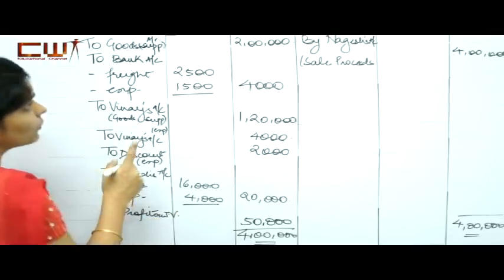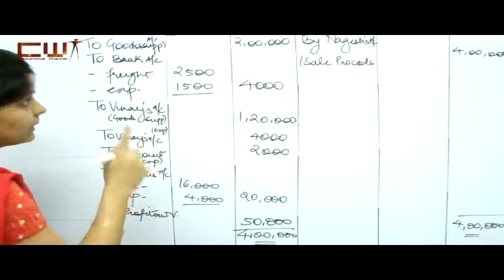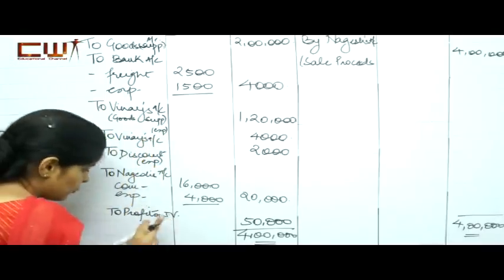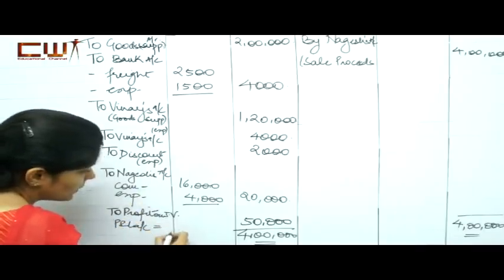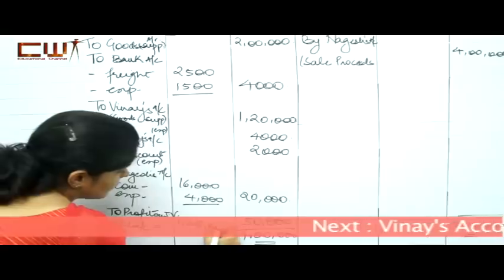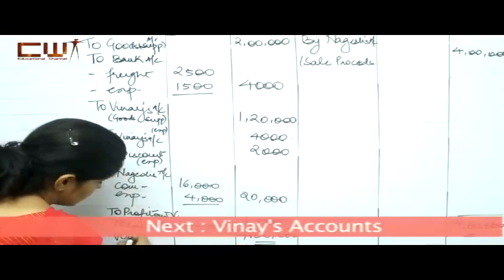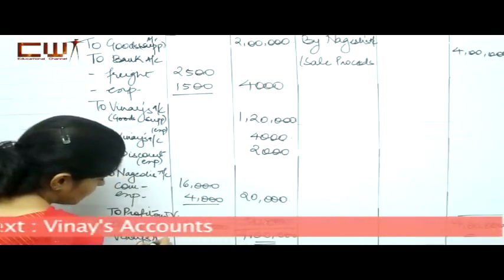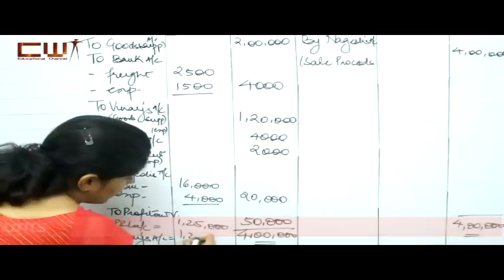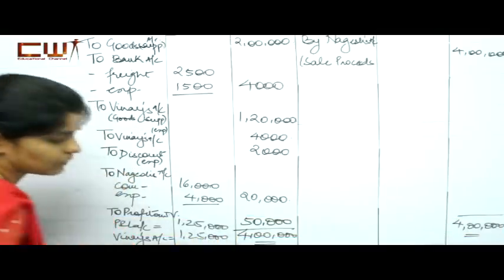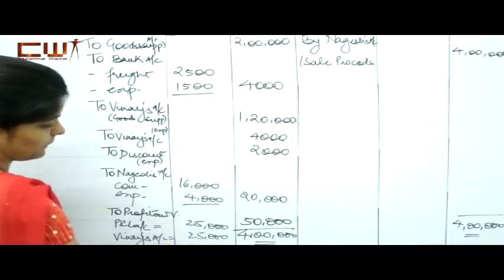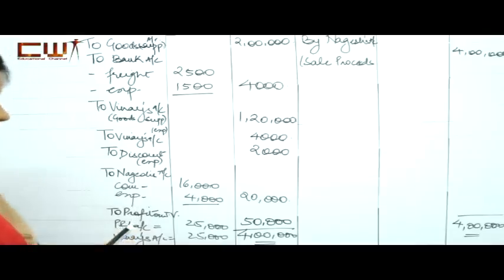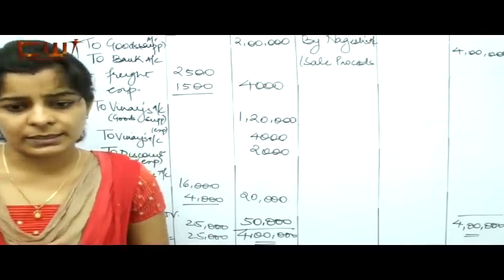Who are the two people who are getting it? Nitin and Vinay. We will not write Nitin's name, because we are preparing his account. So write P&L account, how much? 1,25,000, and write Vinay's account, how much? 1,25,000. Right? 25,000, I'm sorry. This is 25,000, 50,000 in this ratio. So this is in the books of Nitin. Next we will prepare Vinay's account and then Nagesh's account.